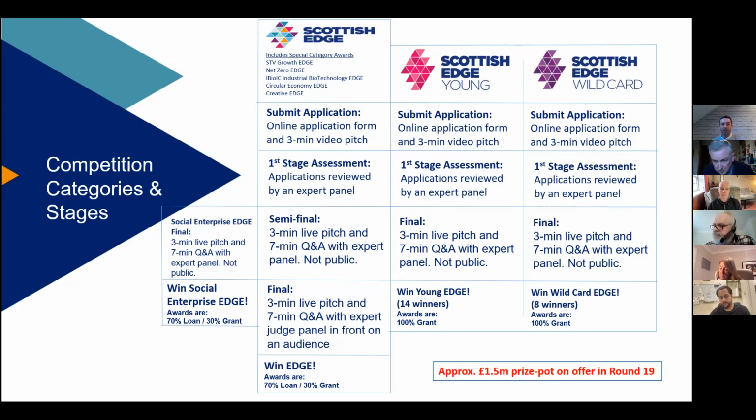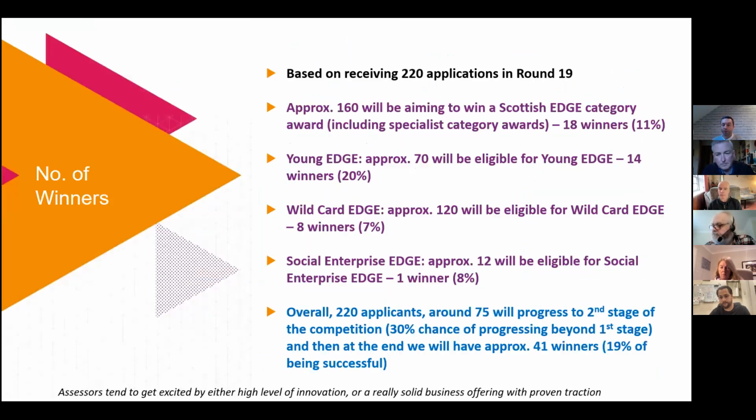So Wildcard, again, application form and video, you get your first stage assessment, and then you get invited to, again, a similar final, and it's 8 winners we're looking at in this round for Wildcard. Again, it'll be awards of mainly £10,000 and one top prize of £15,000. So overall, this round, we are looking at a prize pot of about £1.5 million that we will give out, which will be shared among about 40 odd businesses.